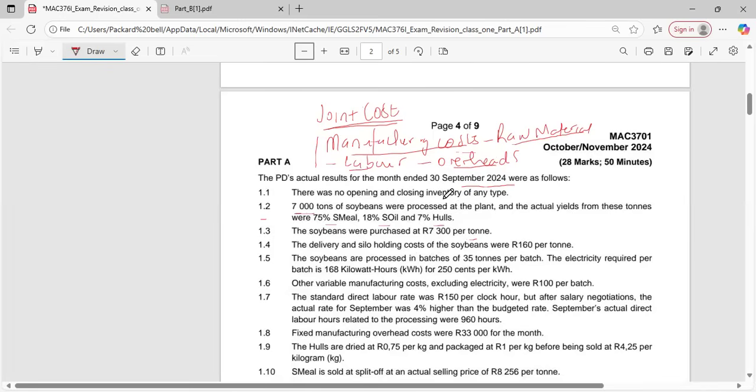Sorry, sir. I just wanted to ask about the joint cost. Is it the same as conversion cost, or are they two different things? Conversion cost and then the joint cost.